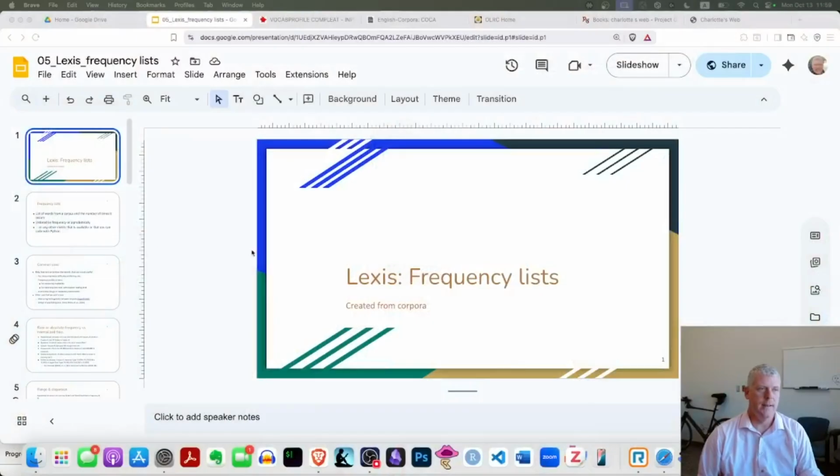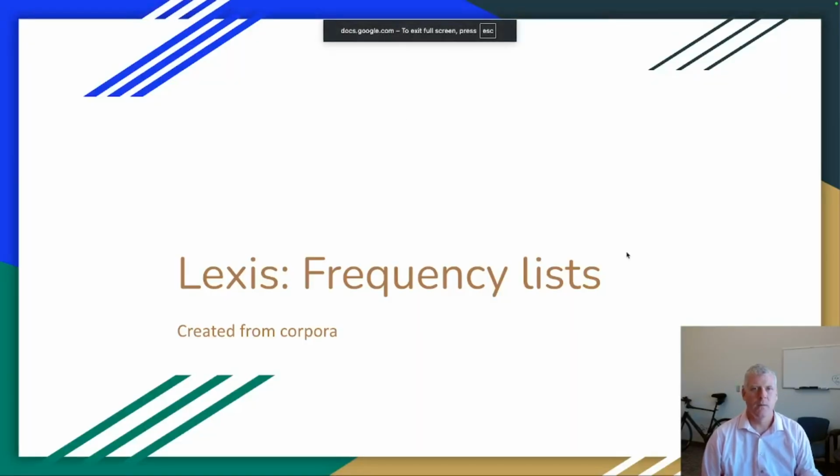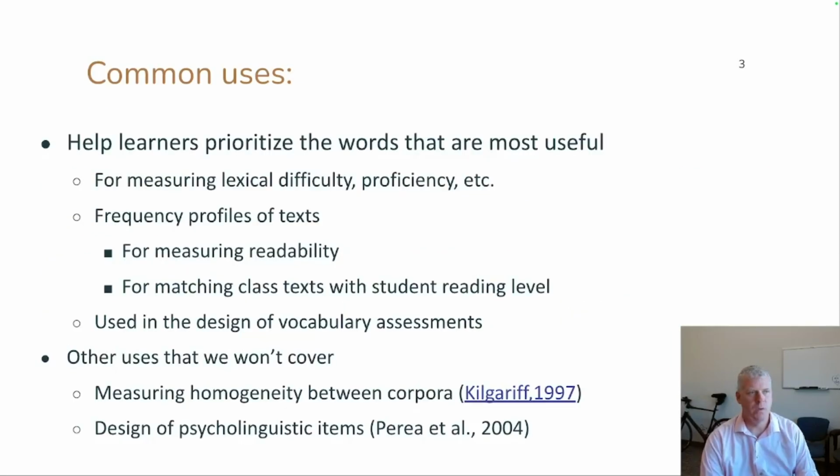Let's take a look at this. We're taking a look at frequency lists, part of Lexis. Lexis is a fancy term for the lexicon, which is a fancy term for vocabulary, right? So frequency lists are lists of words from a corpus, and the number of times that words occur in a corpus. Pretty straightforward, right? You can order them alphabetically or by frequency. And there are other metrics available that you can use in Python if you know how to code in Python, right? But we'll just stick with those two.